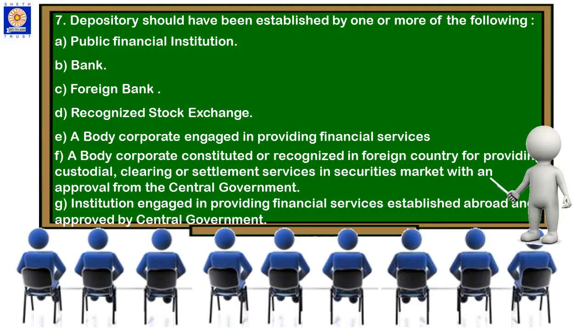Now, by looking at the seven points given here, or seven examples of who can become a depository, what type of institution or organization can become a depository, by reading the content you might have understood that any organization which is involved in providing financial services and is approved by the central government can become a depository under the Companies Act and SEBI Act.